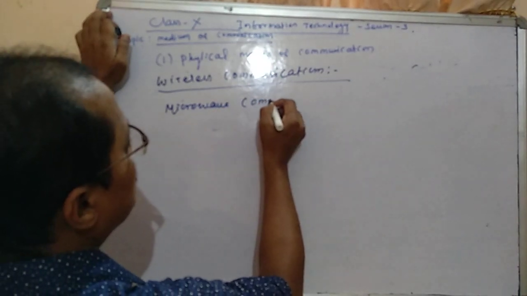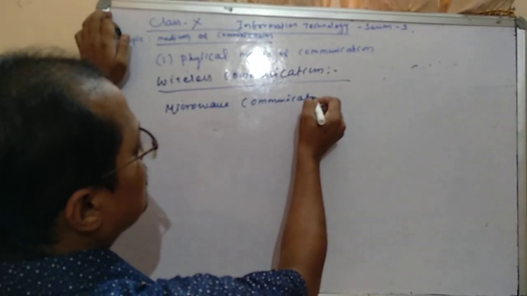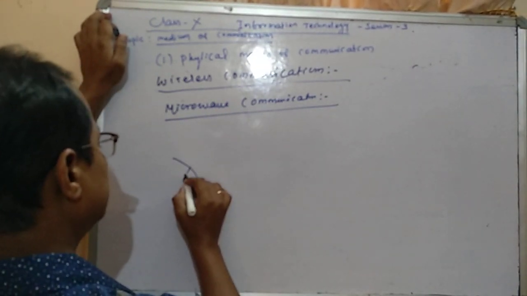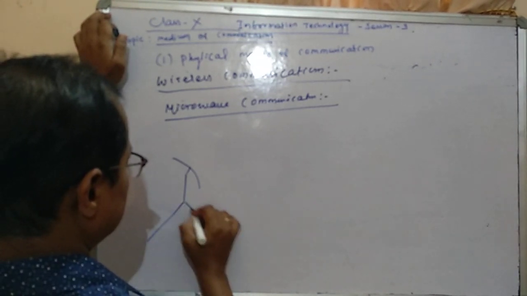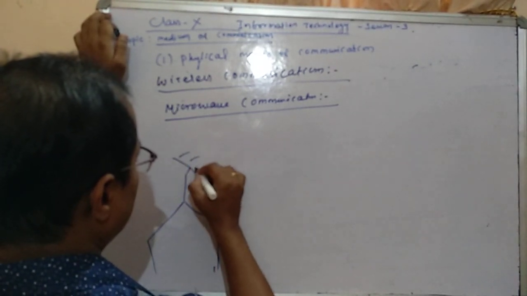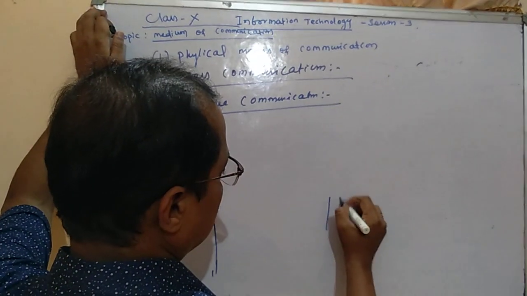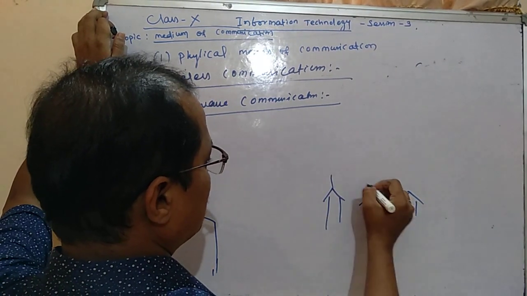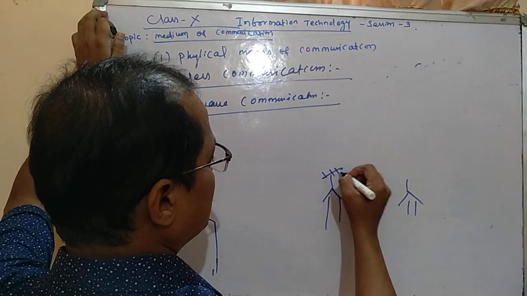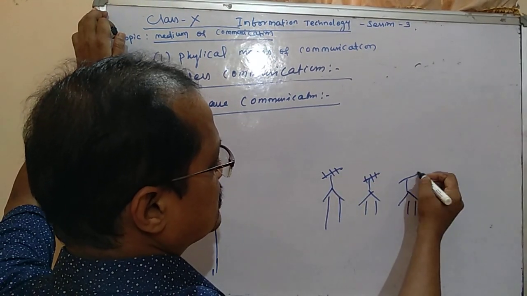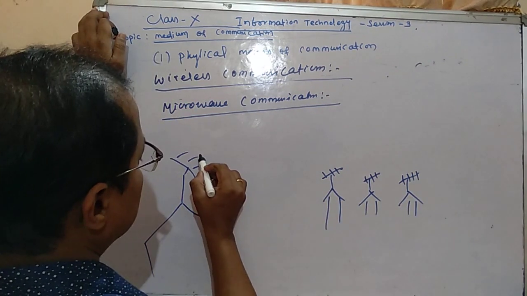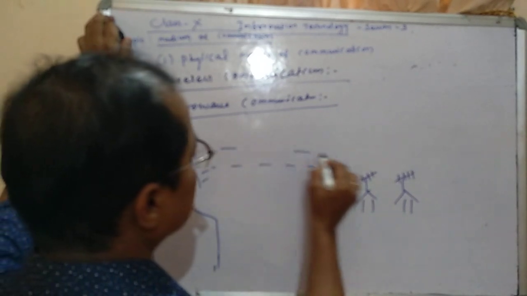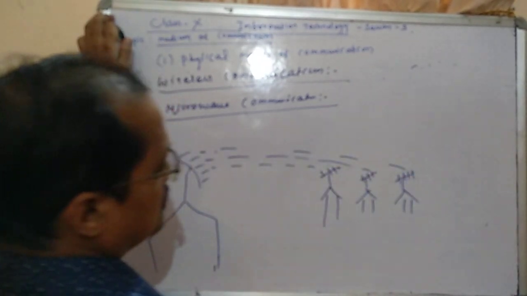Basically, microwave communication occurs from the parabolic antenna installed at the TV tower to the household. Suppose this is a household. Nowadays the antennas are not there. They are relayed through cable connection, so that your relay is occurring this way. In this case, this is called microwave communication.